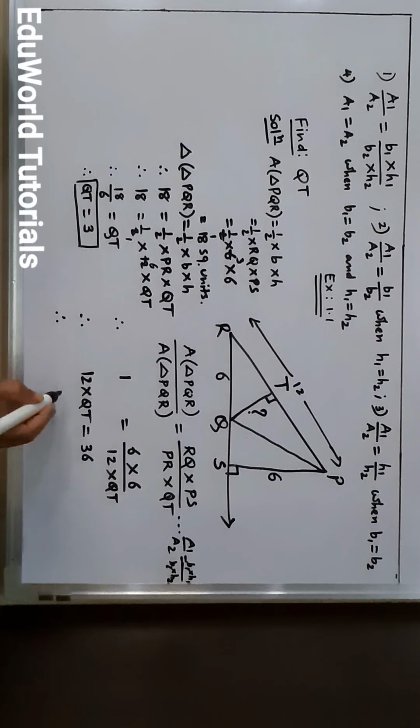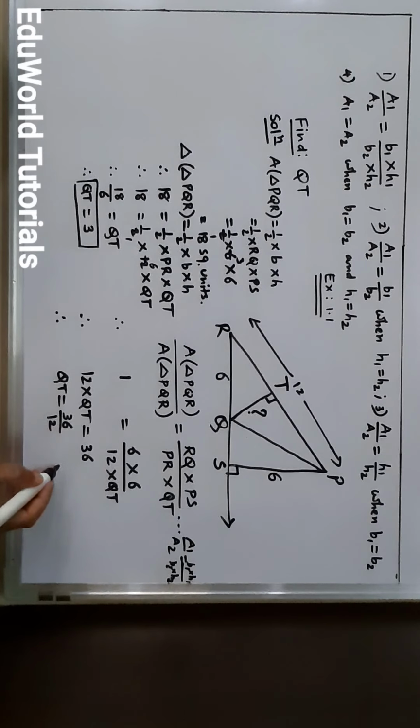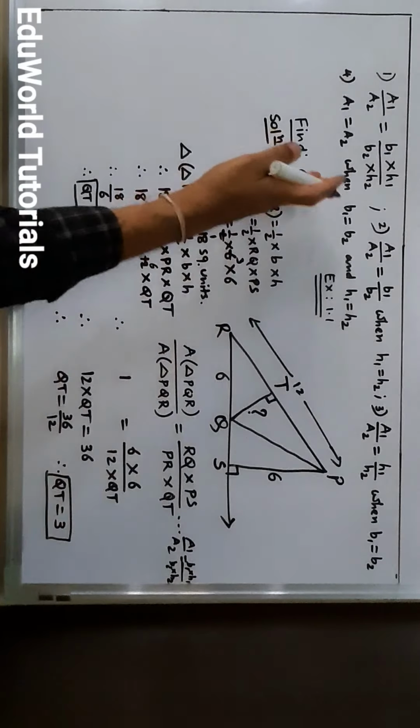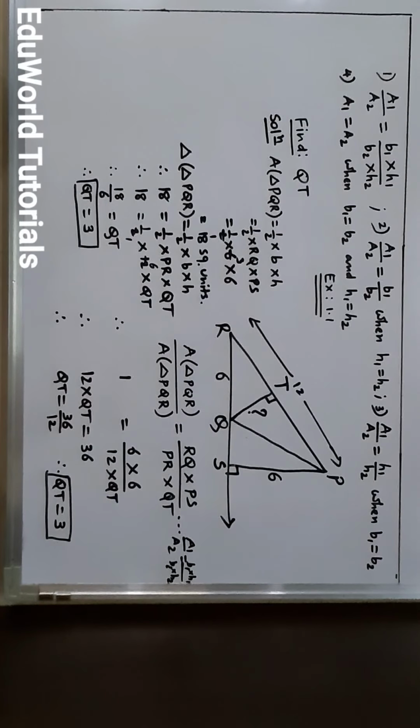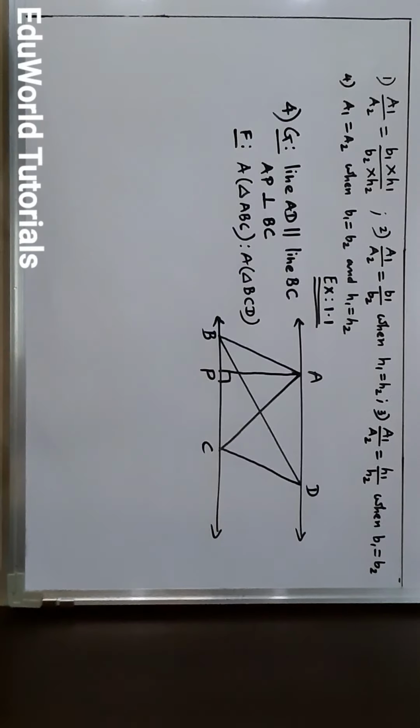So how to find QT? QT is equal to 36 divided by 12. 12 will be dividing 36. So QT is equal to 3 units. So even if you want to use the properties that we have studied, we can use the first property and solve the sum. Understood? So we will take a halt and go for the next sum.